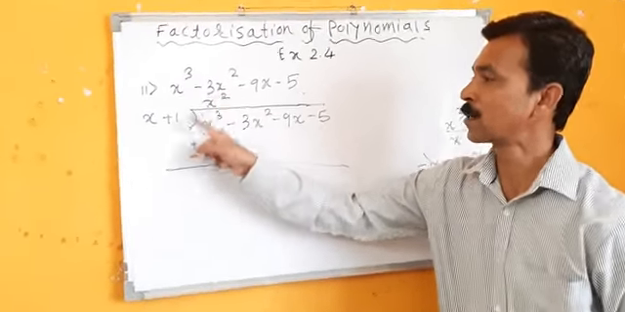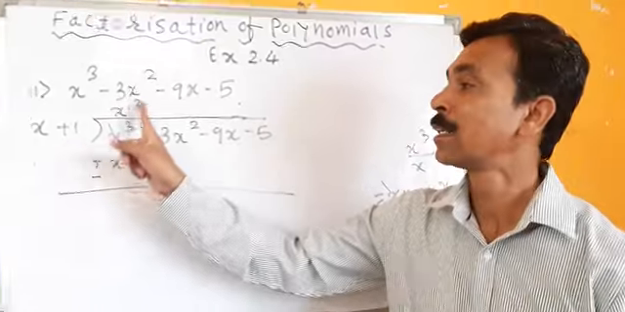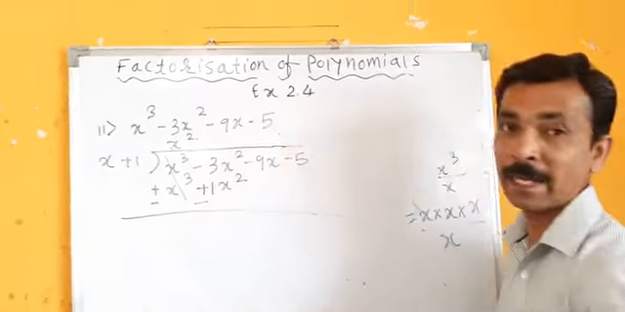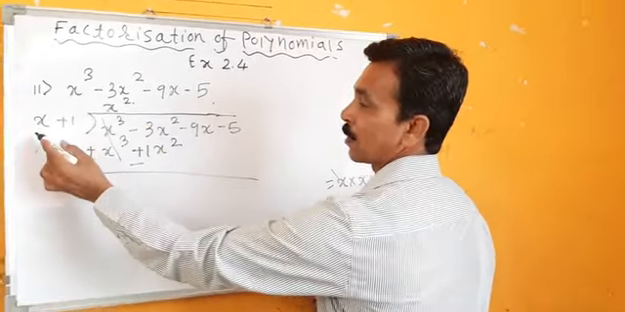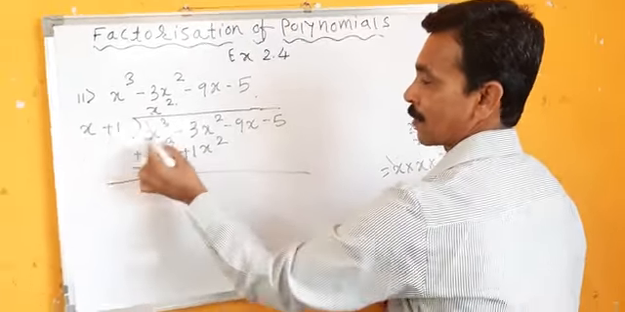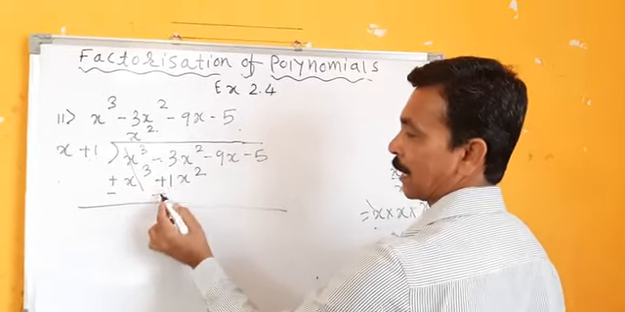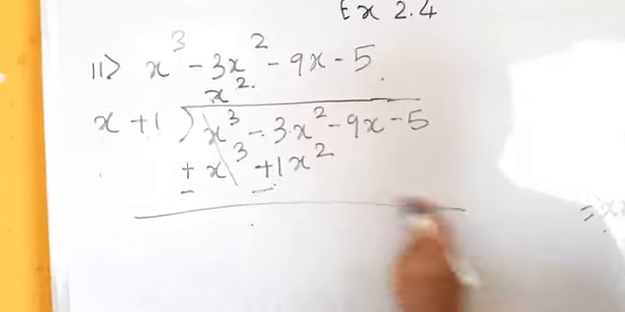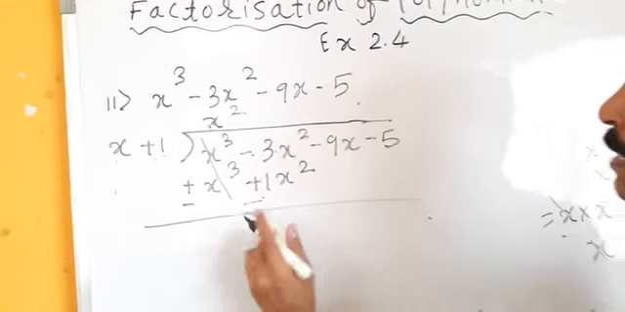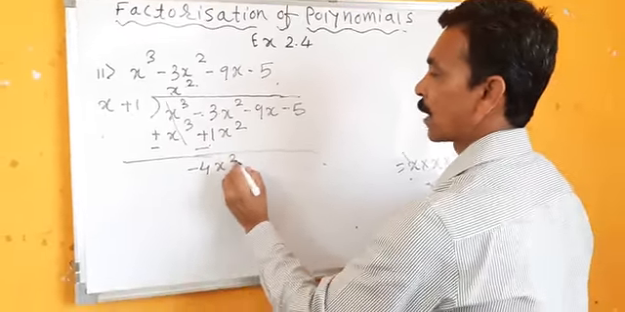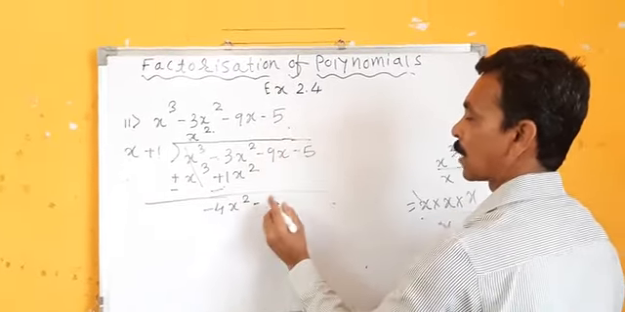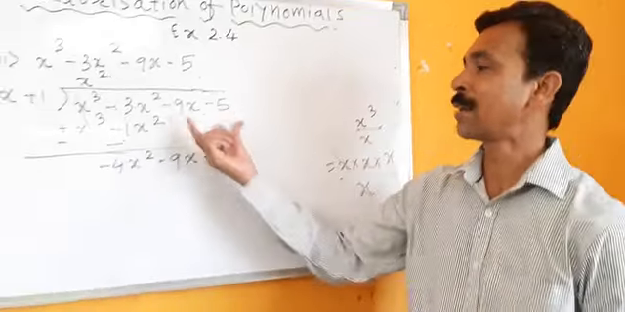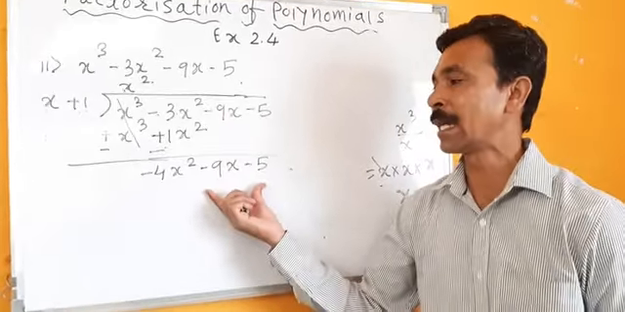We multiply x square with the second part of the divisor. X square ones are x square. It becomes minus because x square is positive and 1 is also positive. Now this is minus 3 and this is minus 1. Don't take plus 1. We have changed the sign. Minus 3 minus 1 is minus 4x square. And this both will come down. Minus 9x minus 5. Because here we have not used it, so you have to bring it down as it is.